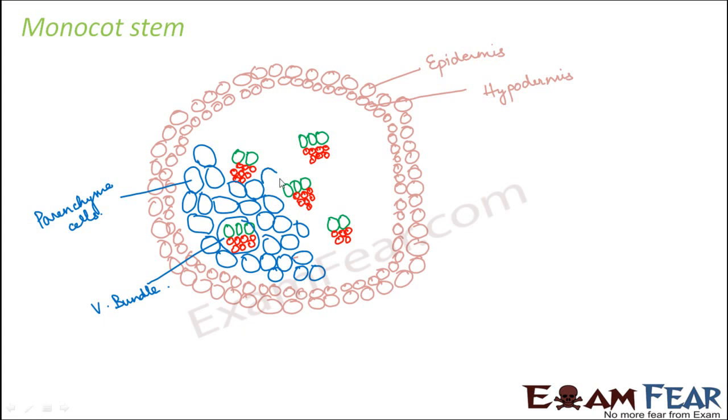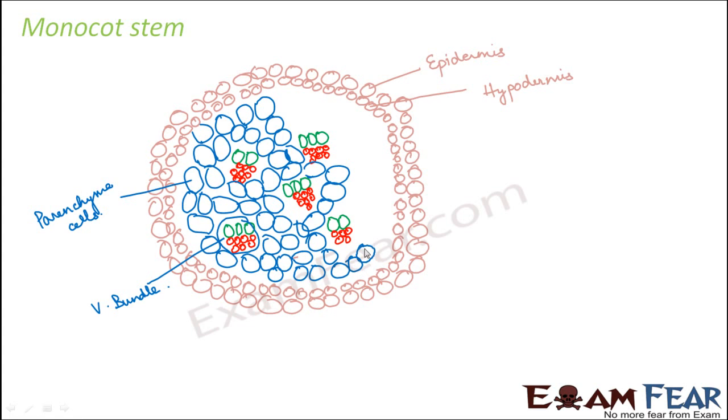So in a monocot stem, you do not have anything called endodermis, you do not have anything called pericycle, you do not have anything called cambium, no secondary growth, nothing is there. It is just that whenever you find scattered vascular bundles, it is going to be your monocot stem. So scattered vascular bundle is one of the prominent features of the monocot stem, right?